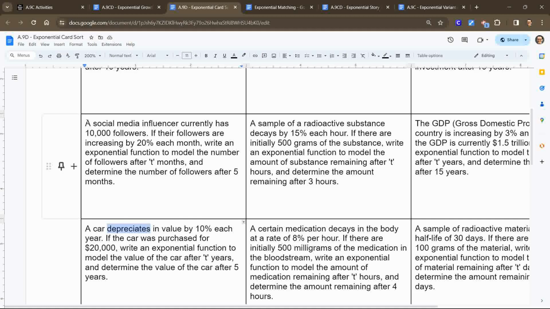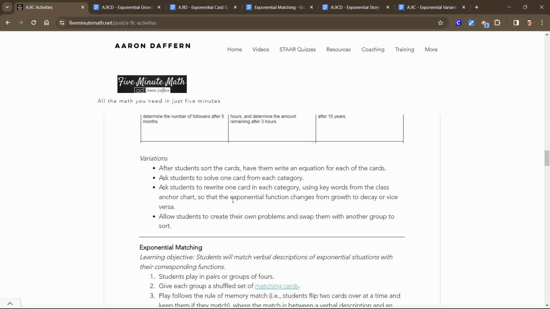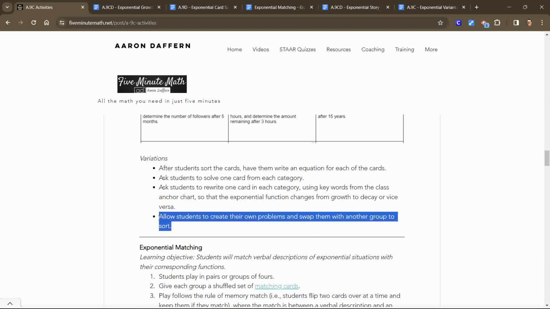because if you were reading this, you're going to notice, take a look at here. The social media influencer currently has 10,000 followers. If their followers are increasing by 20% each month, that's pretty high. That'd be great. Write an exponential function to model the number of followers after T months, and then determine the number of followers after 5 months. So you can write the function here, and if you want, you can plug in that 5 for your X, and figure out how many followers they would have after 5 months. So not only sorting it, they can actually do a little work, writing the equation and then solving it. And then you can allow them to use those as examples, create their own problems, swap them with another group, and then sort.